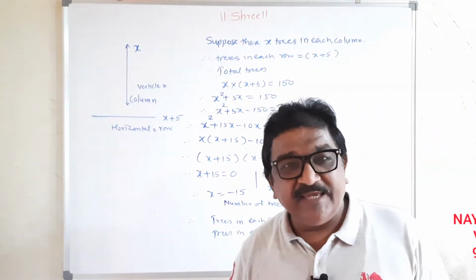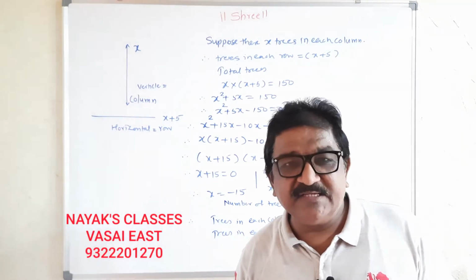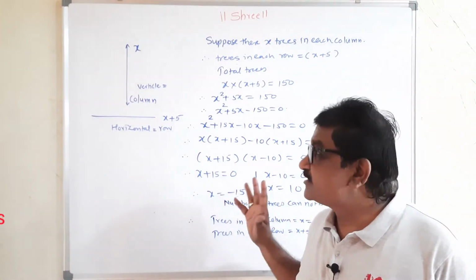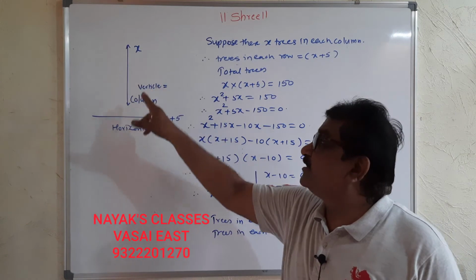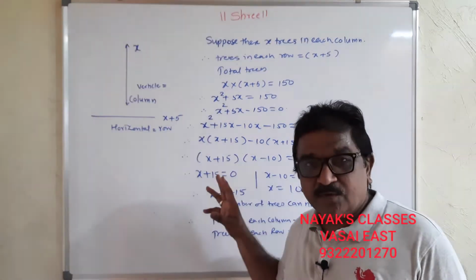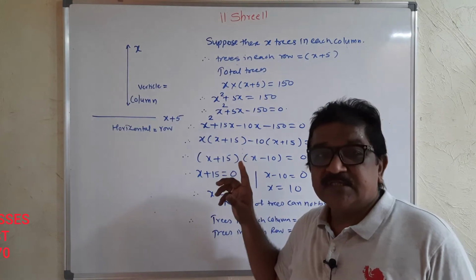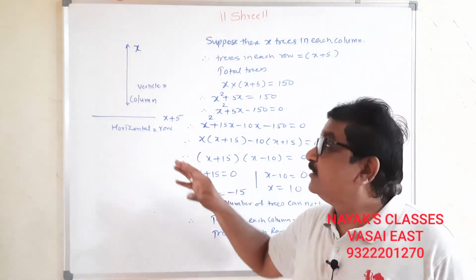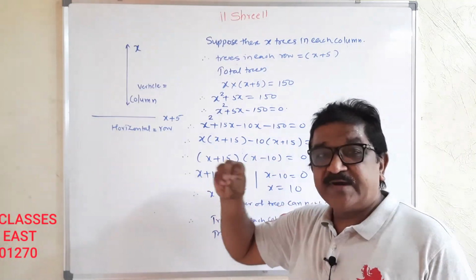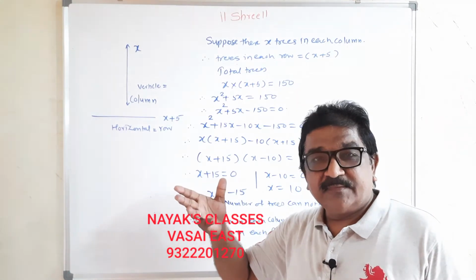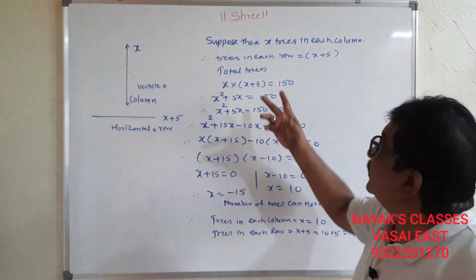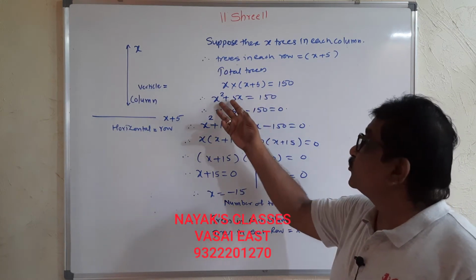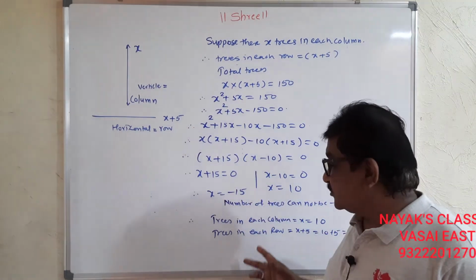They can use age, they can use numbers, quantity may change, but the procedure will be the same. The vertical is called a column and the horizontal is called a row. Horizontal rows have 5 more trees than the vertical column. So we have taken x and x plus 5, total trees are 150. So x square and so on, and we have got the answer.